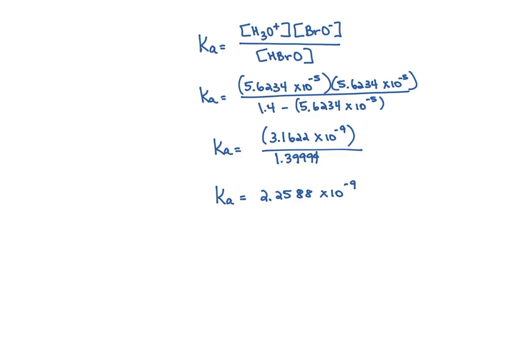Our final answer depends on significant figures, and for this example, the fewest sig figs was 2 sig figs. So I'm going to go ahead and underline my second significant digit. Take a look at the number next to it. Since it's 5 or more, I'm going to have to round that underlined digit up. So my final answer for Ka is 2.3 times 10 to the negative 9. Good luck and keep practicing.